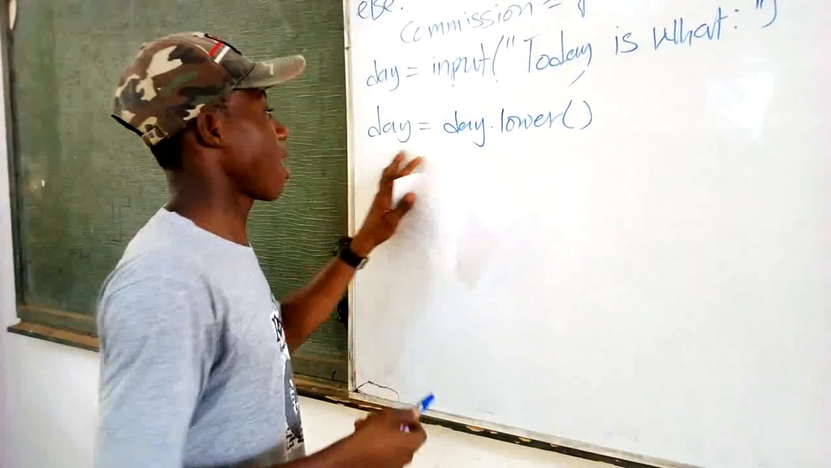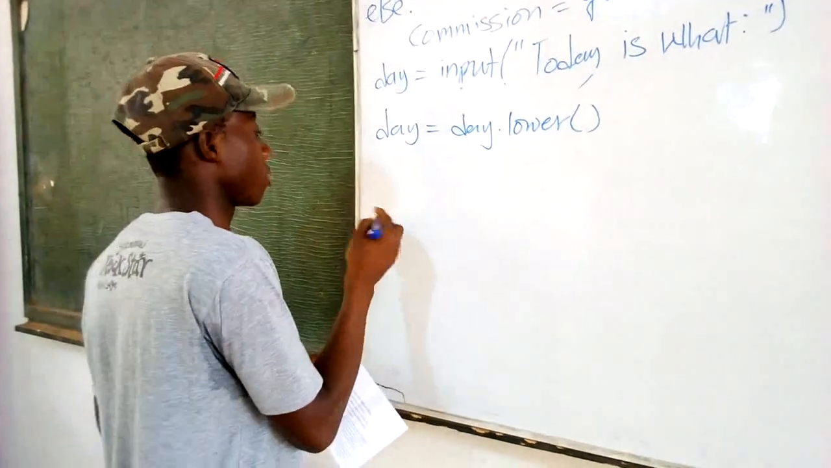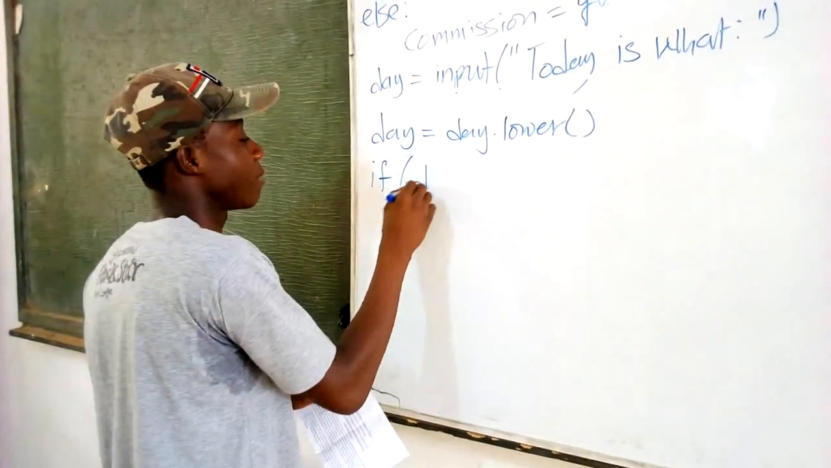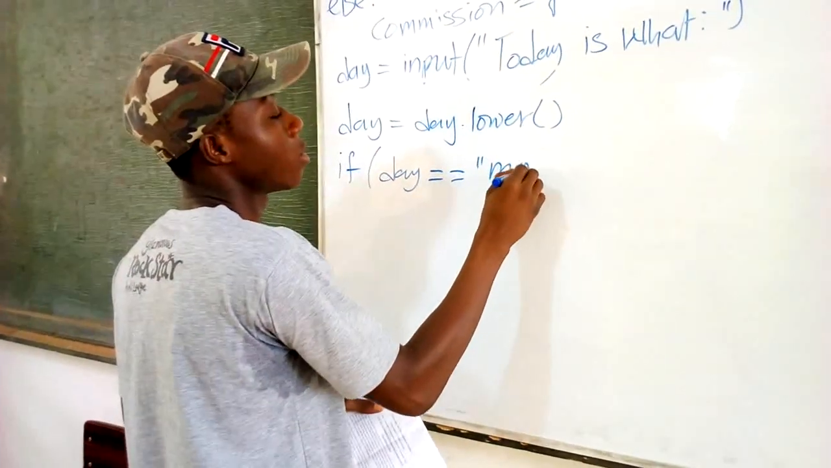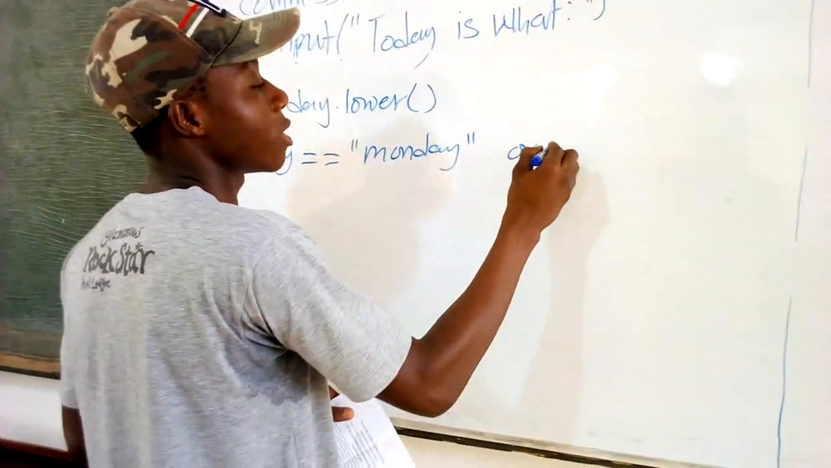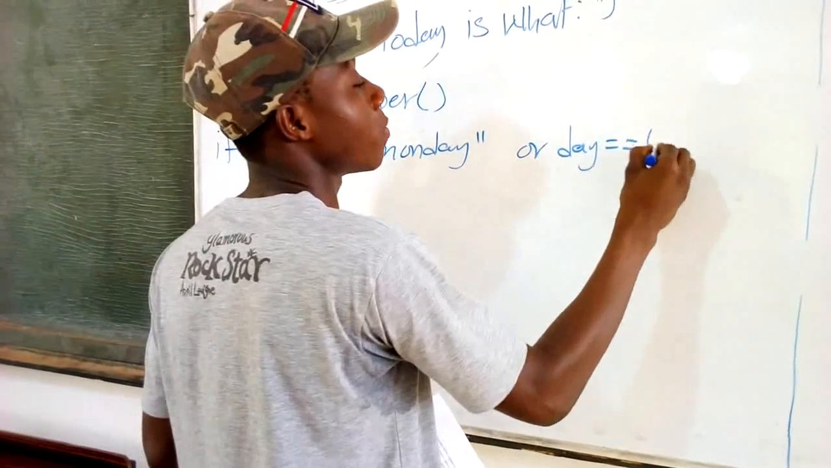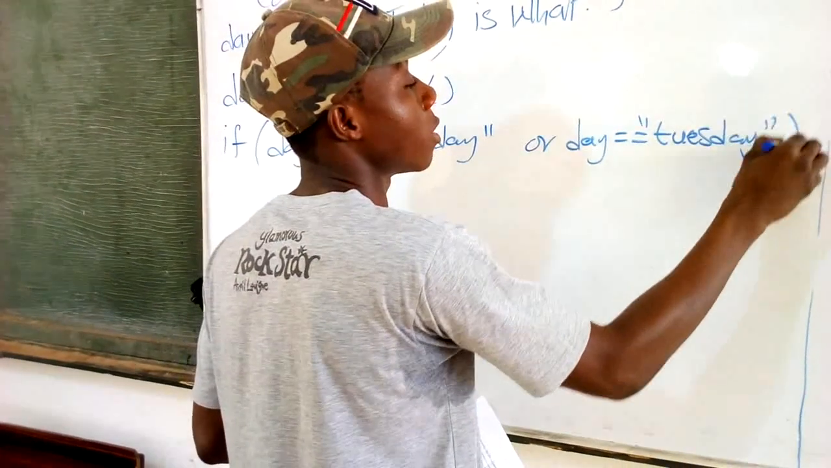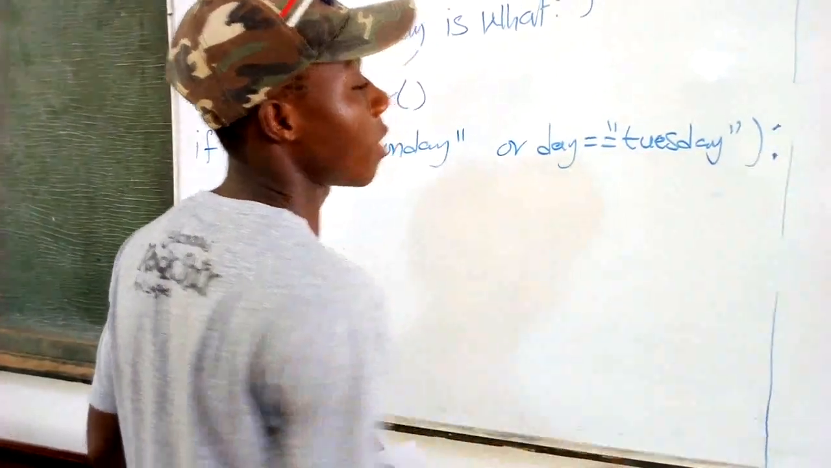So now after controlling the casing, you have to now pass your statement. That's your if statement. If, bracket open, day is equal to string, please, "Monday", or day is equal to "Tuesday", and you close your bracket, and you bring your colon. It's very important.